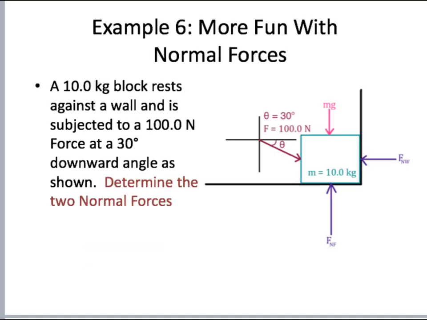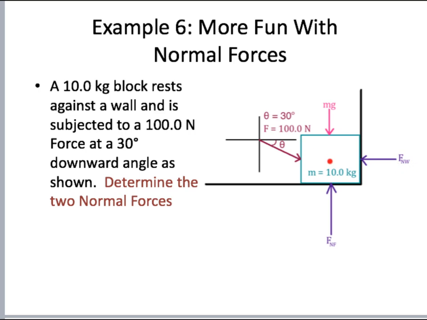Now let's do a tricky one. So I've got this block, which is in the corner of the room, and so it's up against the wall here, and it's on the floor there, and I'm pressing it downward at an angle of 30 degrees with a 100 Newton force, and it's a 10 kilogram block. And so what is the normal force going to be? In fact, you can actually see that in this problem, there are going to be two normal forces. There's the normal force of the floor, and then there's the normal force of the wall.